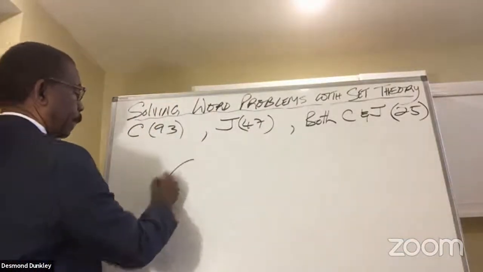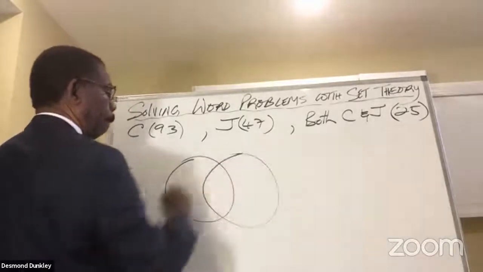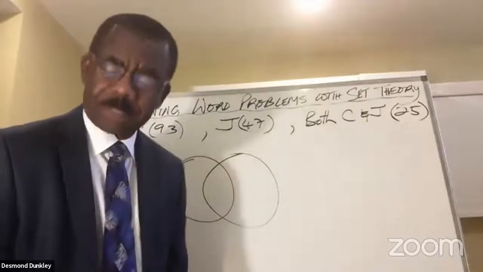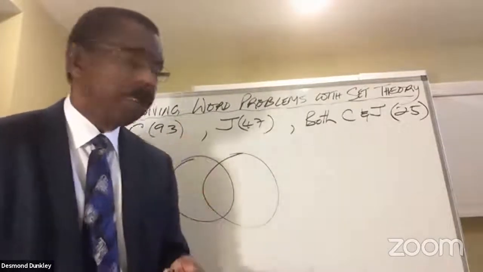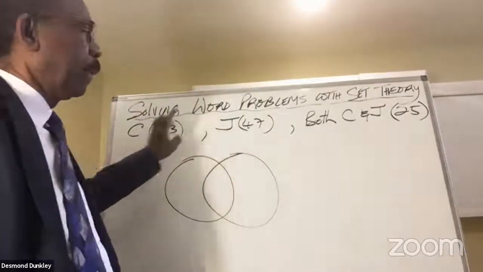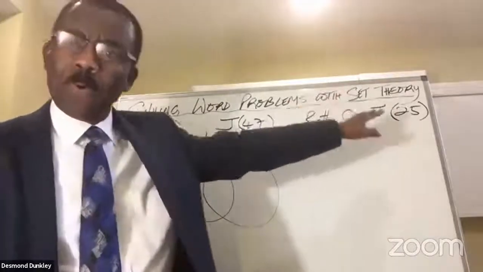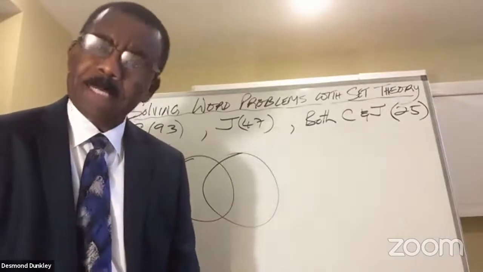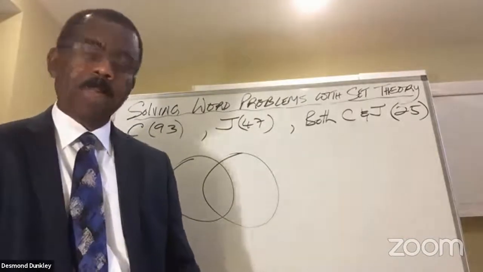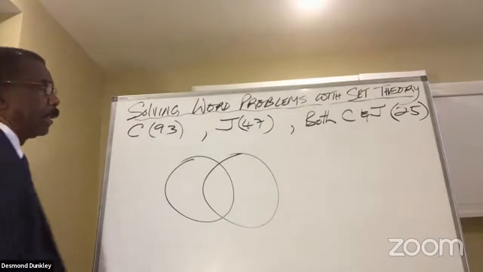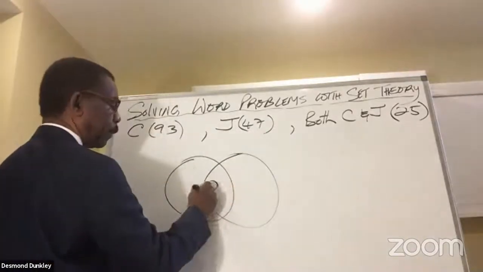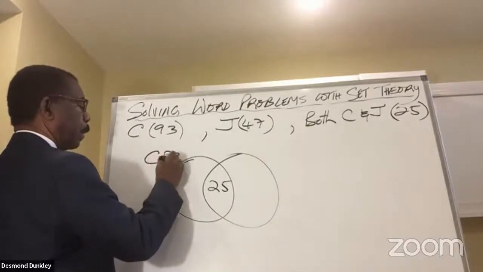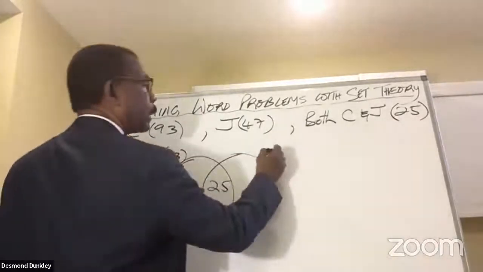So here we go. It says here that if each person chose at least one of these, either coffee, juice, or both, how many people altogether participated in the buffet? How many people visited the buffet? All right, let's fill in the pieces. 25 took both. This is coffee. This is juice.